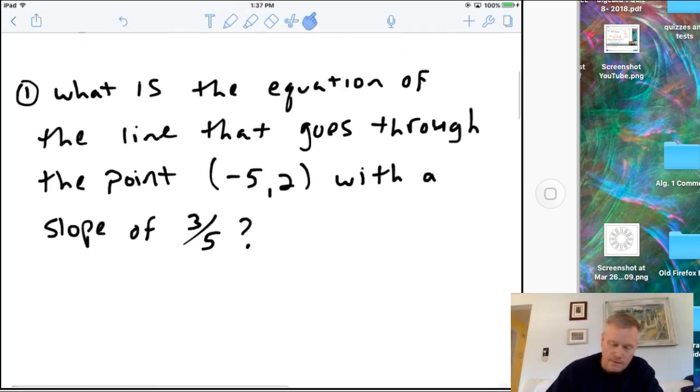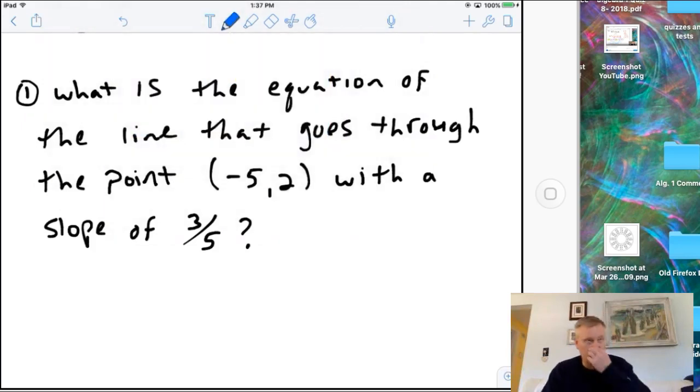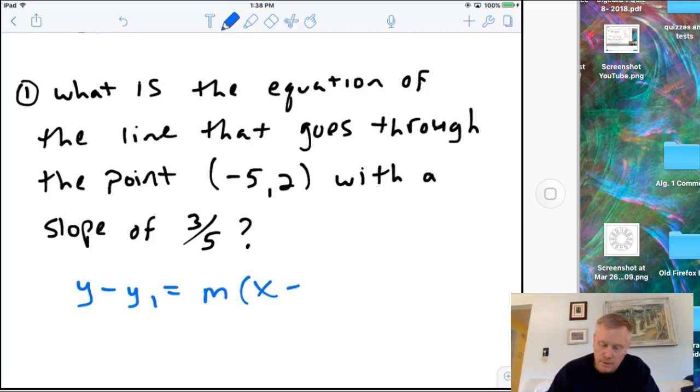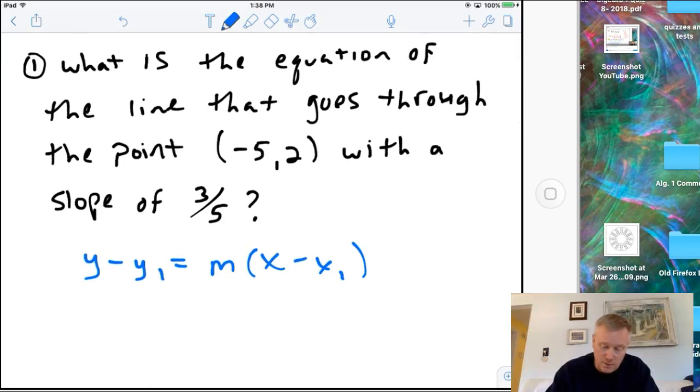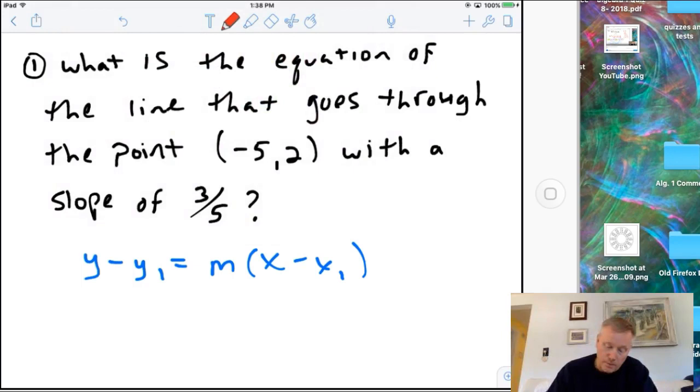All right, so it doesn't say what form you have to put it in. There's two main linear equation forms. Well, there's really three, but we've looked at the first two, y equals mx plus b, and then this one, y minus y1 equals m times x minus x1. I'm going to use this one because it's much easier when they give you a point and the slope. So slope will be my m, which is 3/5. So I can substitute that in for the m.